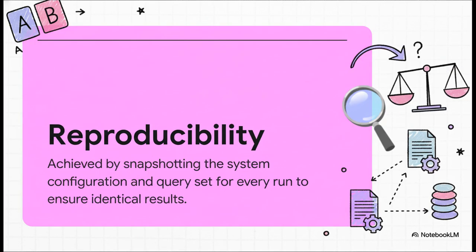And here's the absolute killer feature. This whole structure makes your work truly reproducible. Every single time you do a run, RAGDiff basically takes a snapshot of everything. Your exact system config, the query set, all of it. So you could come back 6 months later, run the same test, and get the exact same results. That's a game changer. No more guesswork.